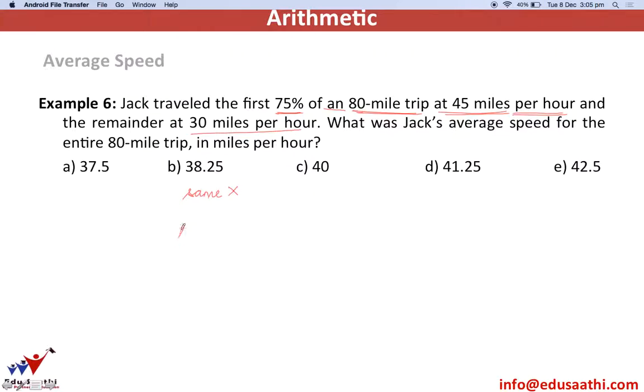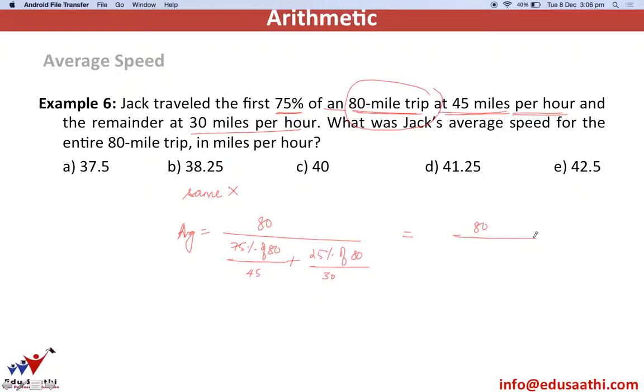I'll just follow the formula that average speed is given by total distance traveled. What is the total distance? It is an 80-mile trip, so 80 divided by total time taken. Time depends upon speed and distance. The initial distance was 75% of 80. This much distance I've traveled at 45, plus the leftover distance, which is 25% of 80, 1/4 of 80, traveled at 30.